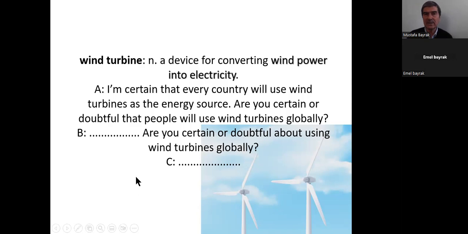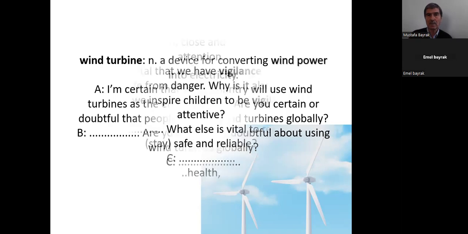I am certain that, adjective that, I am certain that every country will use wind turbines as the energy source. Are you certain or doubtful that people will use wind turbines globally? I am certain that people will use wind turbines globally. Are you certain or doubtful about using wind turbines globally? I am certain about using, verb ing, using wind turbines globally.